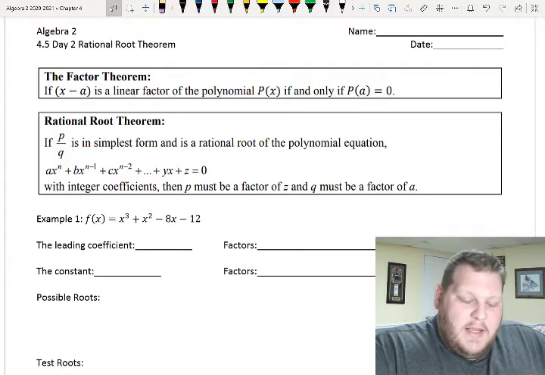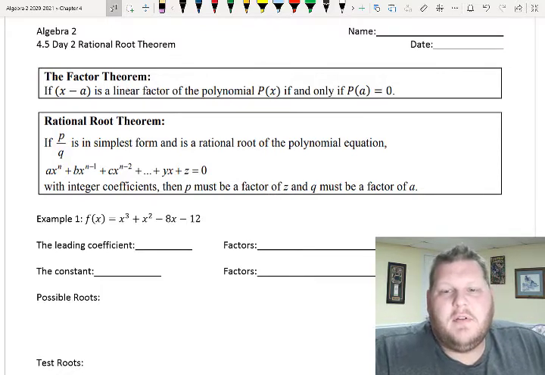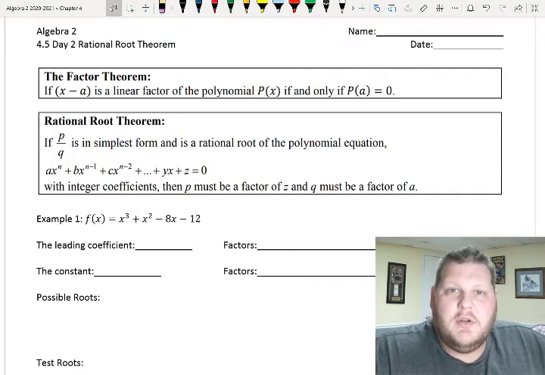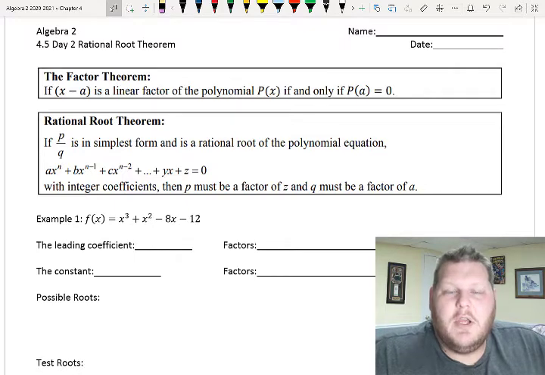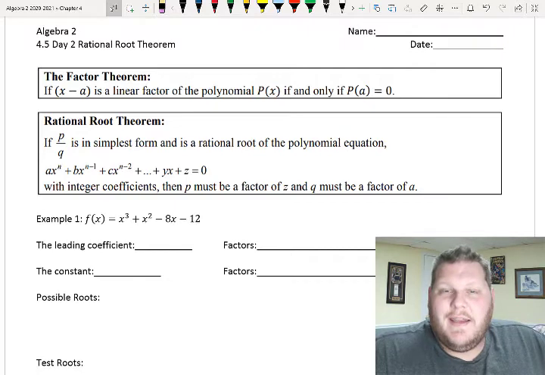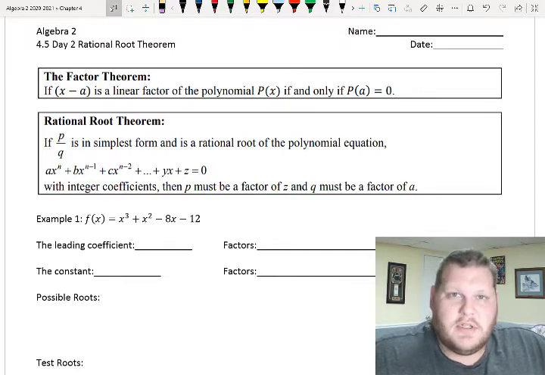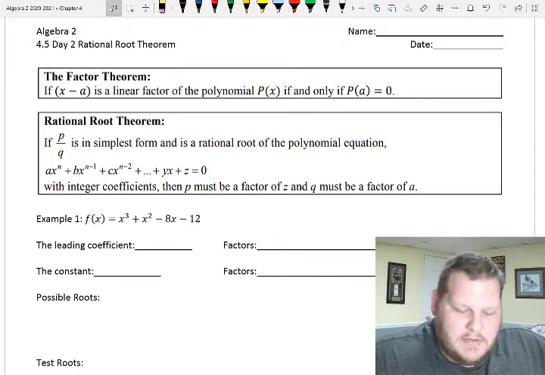Another way of looking at it is if you have a factor, so x minus a being just a linear factor, that a value, when you plug it into the function itself, should give you a 0 back out. Which makes sense, because if we remember box 3 of yesterday's notes, finding the zeros of a function was the same thing as finding the solutions to that equation. So of course, if it's a solution, it's going to be a factor. We're kind of working backwards.